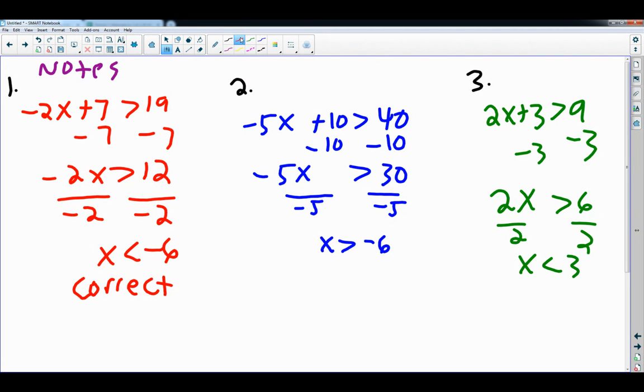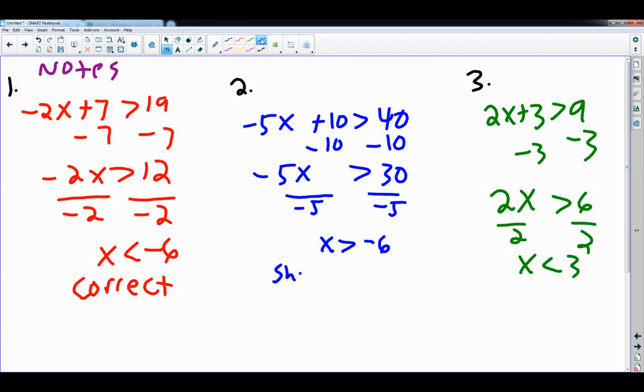Okay, now we've got to figure out what's wrong with the blue one and what's wrong with the green one. So for the blue one, we start out by minusing 10. That looks good. We get negative 5x is greater than 30. Divide by negative 5, and we get x is greater than negative 6. Well, that looks right, except we forgot to flip the sign.